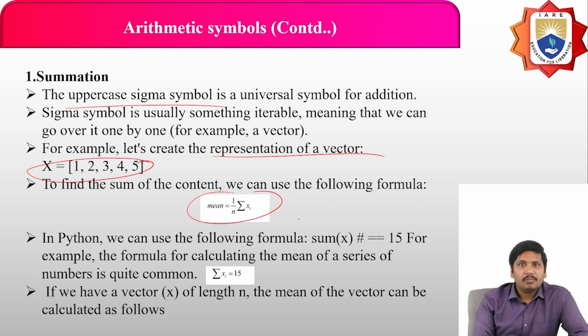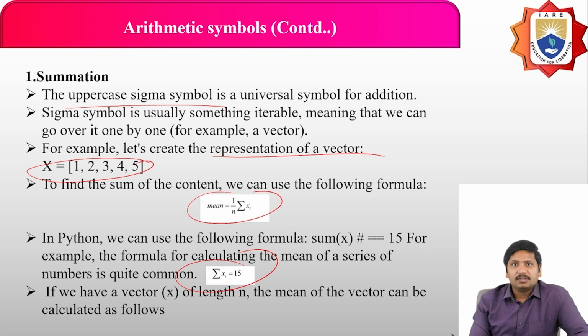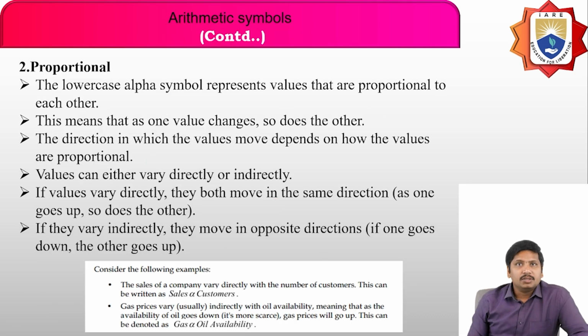So mean equal to 1 by n into sigma xi, and in Python we are going to use the following: sum of x is equal to 15. So if I have a vector of length n, then the mean of the vector I calculate as follows.